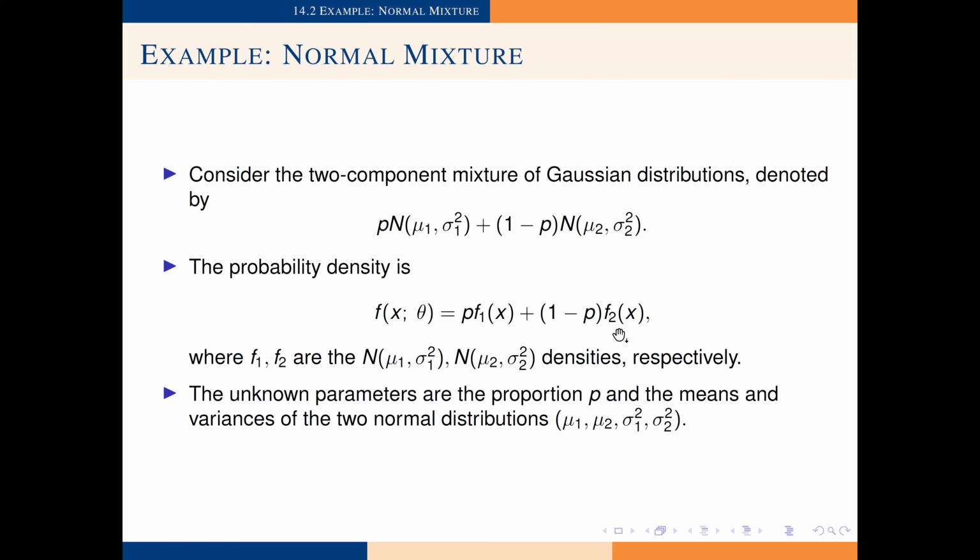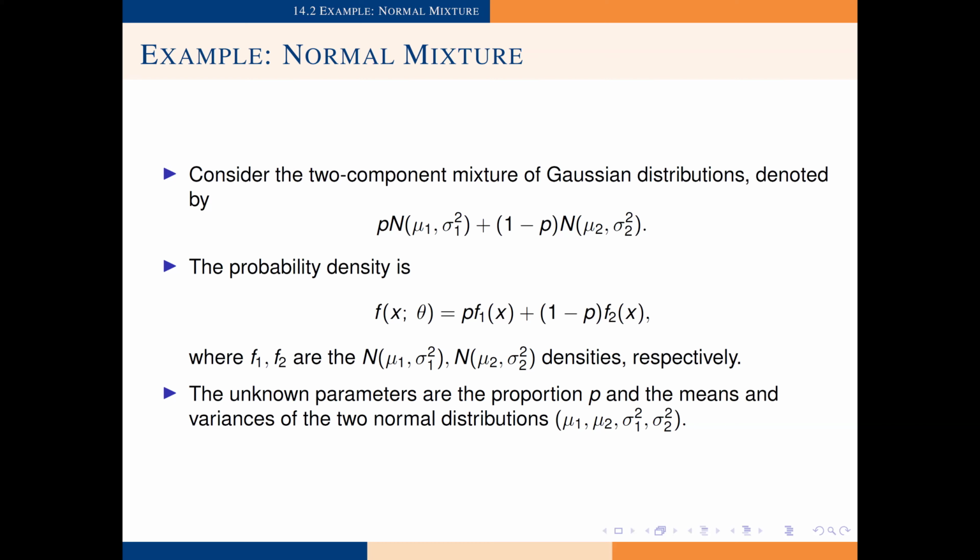In this case, F1 and F2 denote the normal PDF for two normal distributions with means of mu1 and mu2 respectively, and variances of sigma squared 1 and sigma squared 2 respectively. For this particular model, the data we usually observe are the x's, right? The observations that are drawn from this distribution.